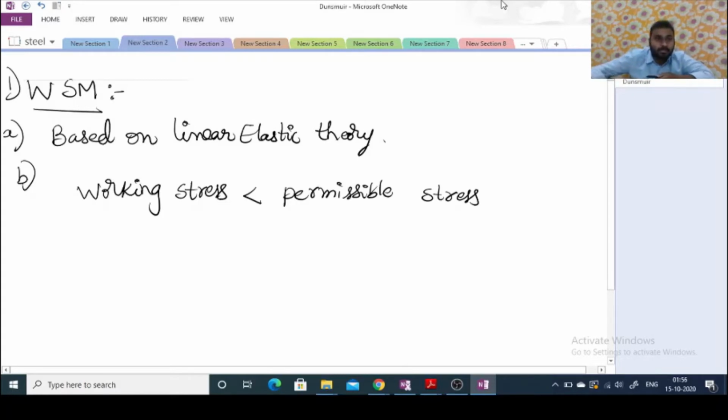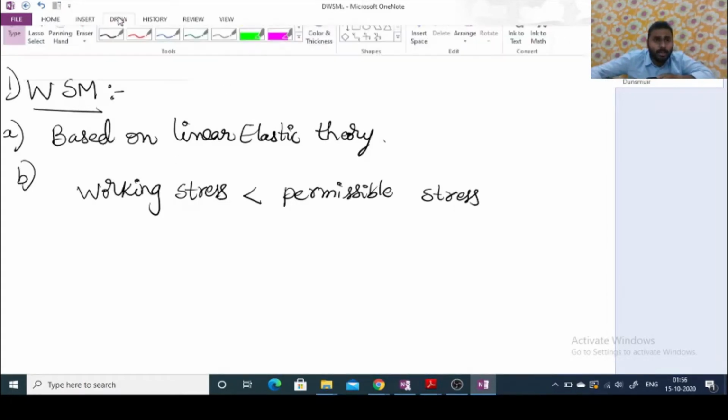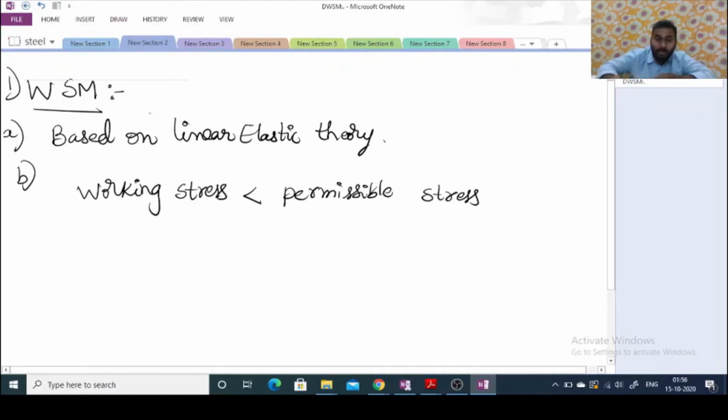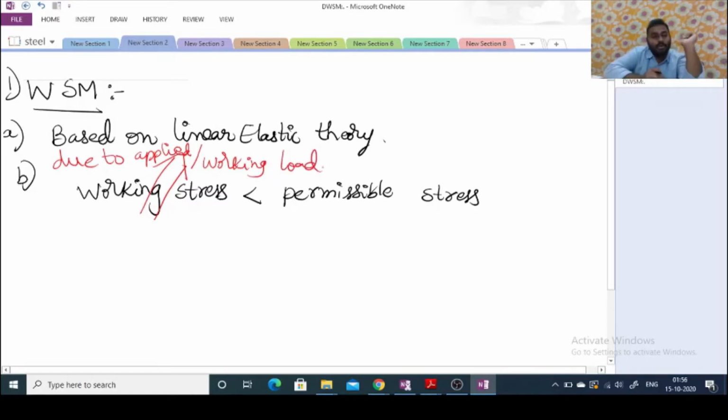It means working stresses are produced due to applied load. Working stresses are produced due to applied load or working load, so the working load we also call the applied load. It means whatever stresses are produced in our structural members because of applied load are known as working stress, and that working stress should be less than permissible stress. This is the design criteria in this method.